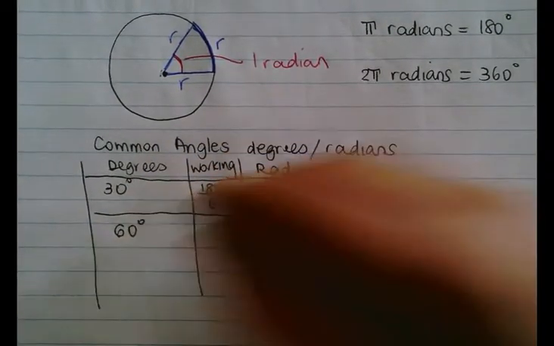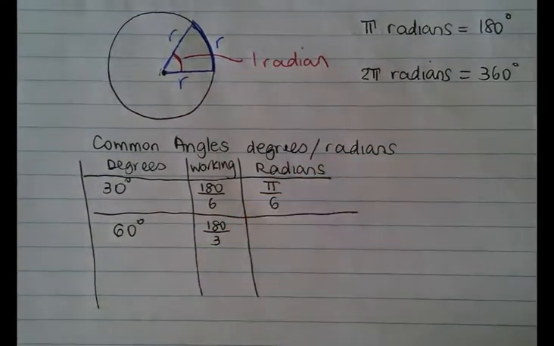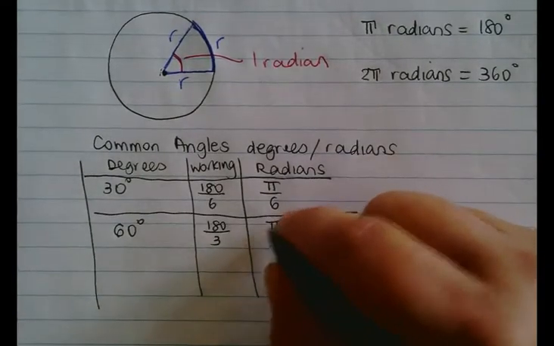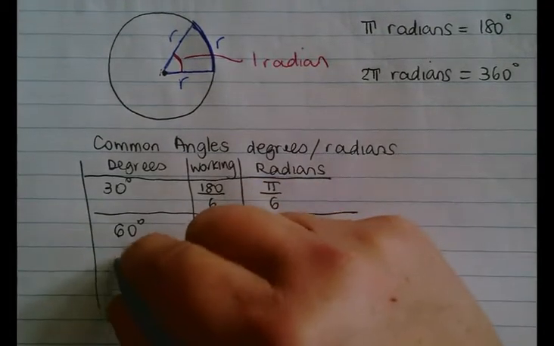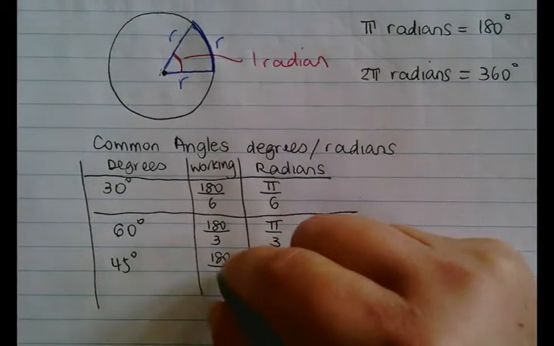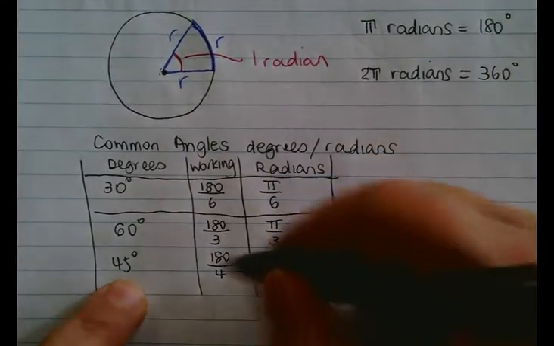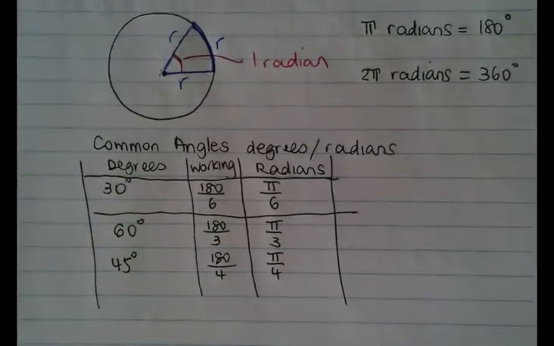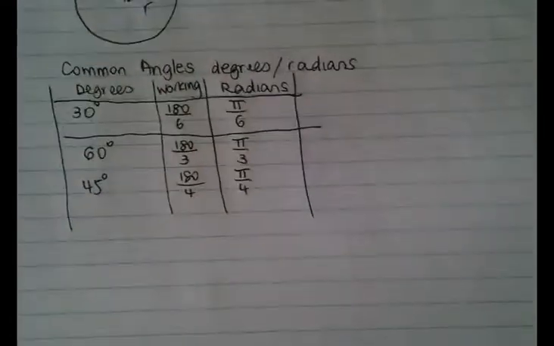I'll do 60 next. So 60, isn't that 180 divided by 3? That's how I get 60. So that's actually pi on 3 radians. So 60 degrees is pi on 3 radians. Another one, 45 degrees. 45 and 45 makes 90. So that's 180 on 4. So I can say that 45 degrees is pi on 4 radians. There is a formal method where you convert from degrees to radians. I'll do that in a minute. But I'm just doing the common angles.